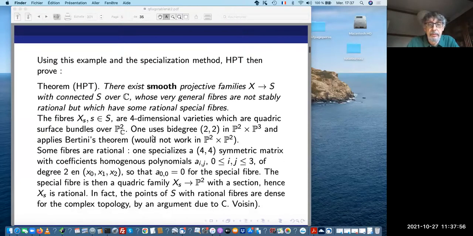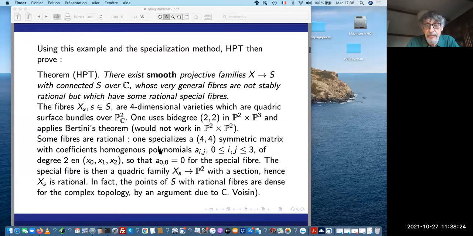Okay, so here one uses bidegree (2,2) in P2 cross P3. And in fact, when you look at the proof, you wonder why they didn't study something in P2 cross P2. Why not study conic bundles over P2 and try to find such examples? But the point is that in the proof, at some point you use Bertini theorems, and in low dimension it doesn't work. There's not enough room to get something smooth.